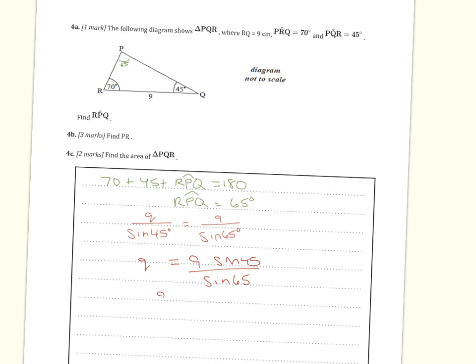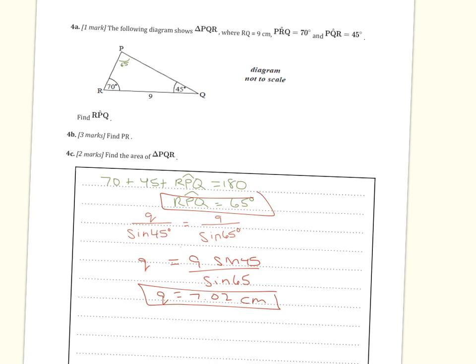And that gives us that Q equals 7.02 centimeters. And we know Q is PR, so. Okay, and then part 4C asked us to find the area of triangle PQR.